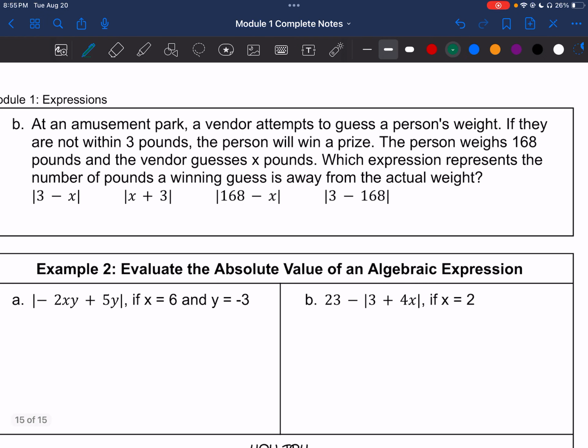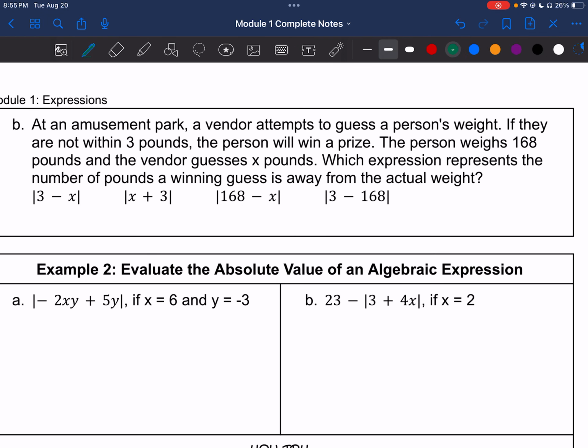We have an amusement park, and a vendor is going to attempt to guess the person's weight. If they are not within 3 pounds, the person will win a prize. The person weighs 168 pounds, and the vendor guesses X pounds. What is an expression in which the number of pounds a winning guess is away from the actual weight? So let's look at this.